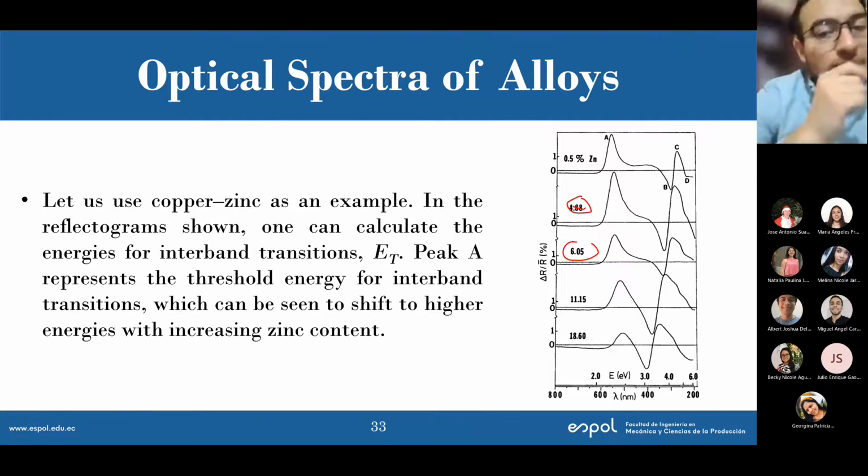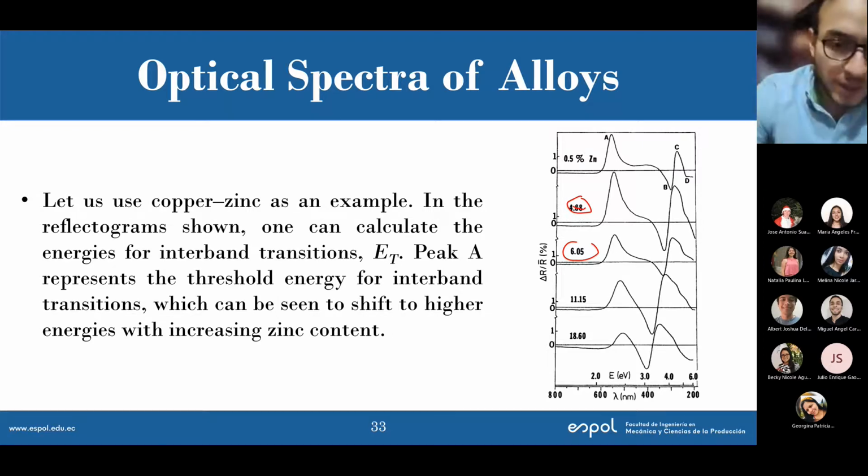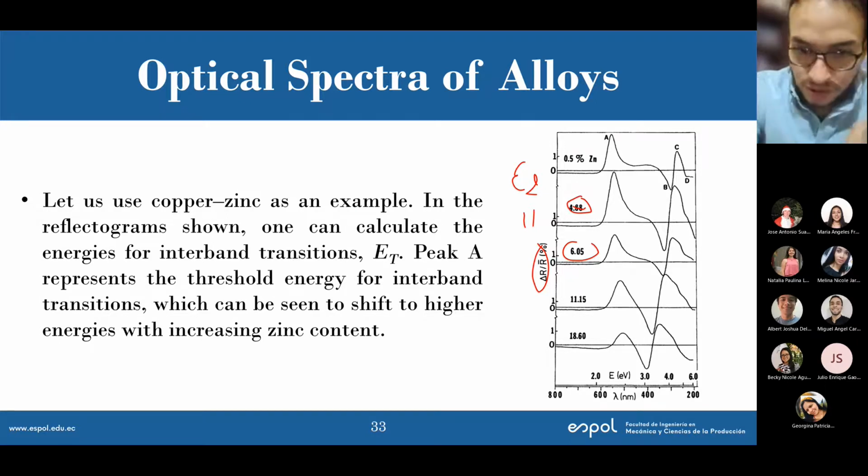You can see 4 peaks there, A, B, C, and D. Let's go peak by peak, and let's focus on peak A. By the way, this delta R over R is equivalent to absorbance. It's the same as in epsilon 2, just so you guys are clear.